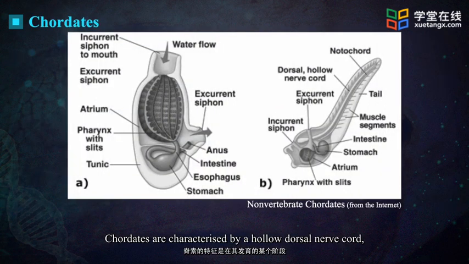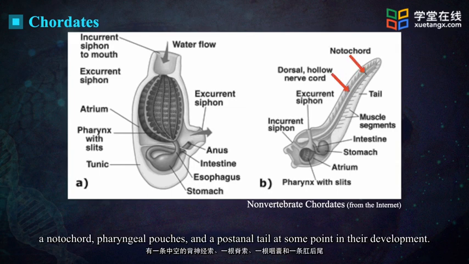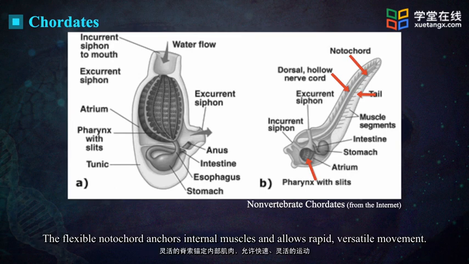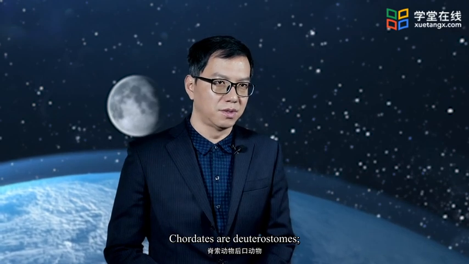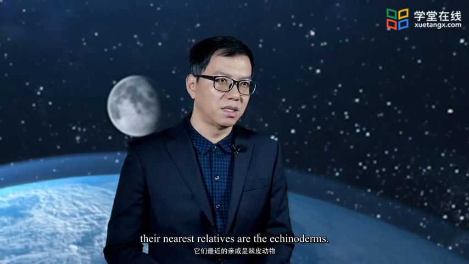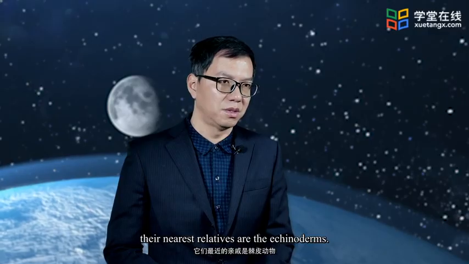Chordates are characterized by a hollow dorsal nerve cord, a notochord, pharyngeal pouches, and a post-anal tail at some point in their development. The flexible notochord anchors internal muscles and allows rapid, versatile movement. Chordates are deuterostomes. Their nearest relatives are the echinoderms.